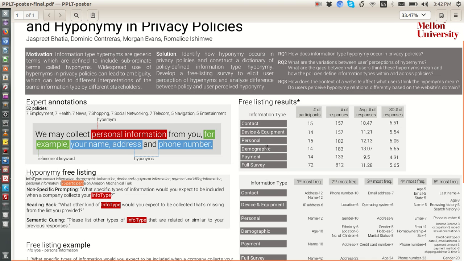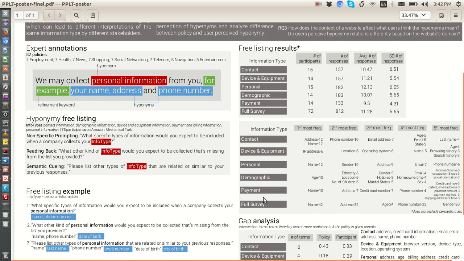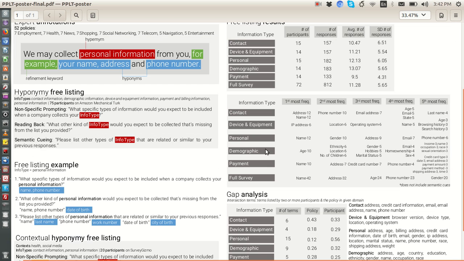So the first thing, results: we saw that for contact information, we had 15 participants who responded, and they gave a response of 157, and the average is here, and the standard deviation was 6.5. The rest of the table will show you how these numbers are distributed across respondents and privacy policies. Below is another table showing more details about how these responses relate to what they responded.